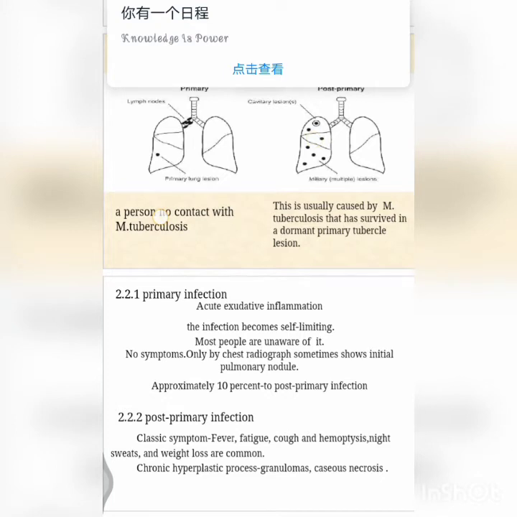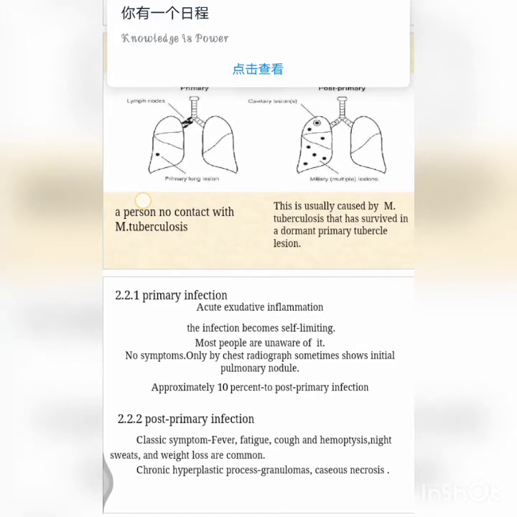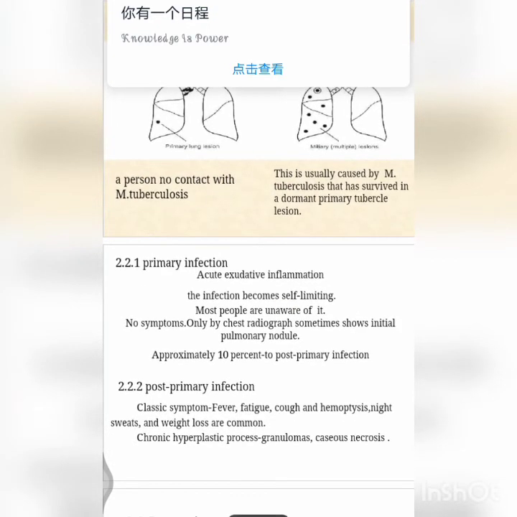This we can find out in the x-rays. And what is the primary infection? Acute exudative inflammation. You can see the infection becomes self-limiting. Most people are unaware of it. No symptoms, only a chest radiograph sometimes shows the initial lesion. So actually the primary infection is asymptomatic. They just act as carriers, transferring it to other persons, but it doesn't cause anything except maybe fever. Approximately 10% progress to post-primary infection.